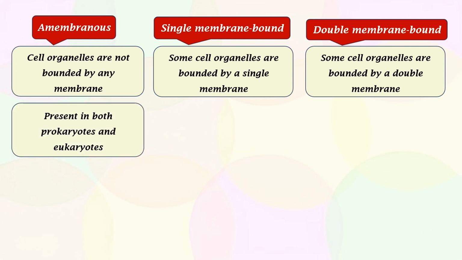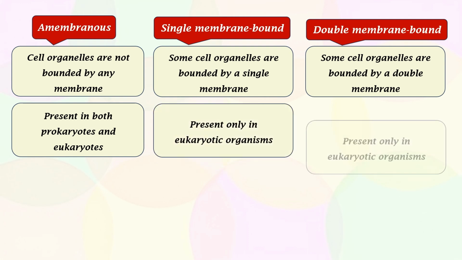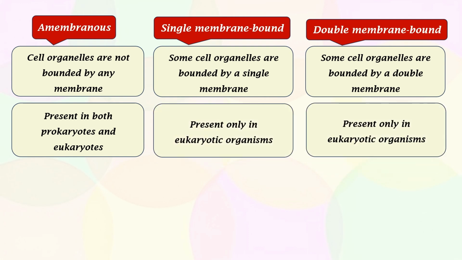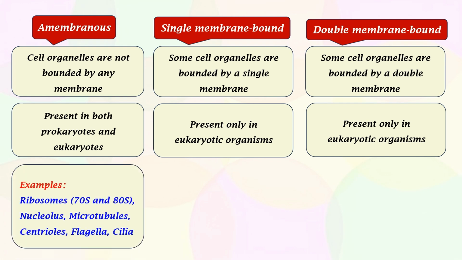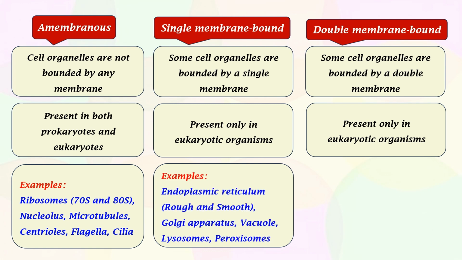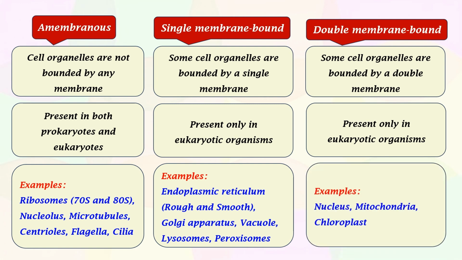Amembranous organelles are present in both prokaryotes and eukaryotes, whereas single membrane-bound and double membrane-bound organelles are found only in eukaryotic organisms. Examples include 70S and 80S ribosomes, nucleolus, microtubules, centrioles, flagella, and cilia. Examples of single membrane-bound organelles include rough and smooth endoplasmic reticulum, Golgi apparatus, vacuole, lysosomes, microbodies like peroxisomes and glyoxysomes. Examples of double membrane-bound organelles include nucleus, mitochondria, and chloroplast.